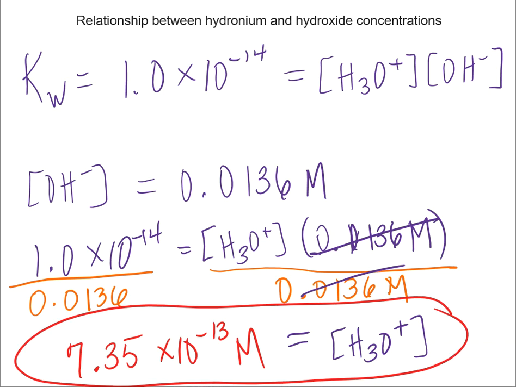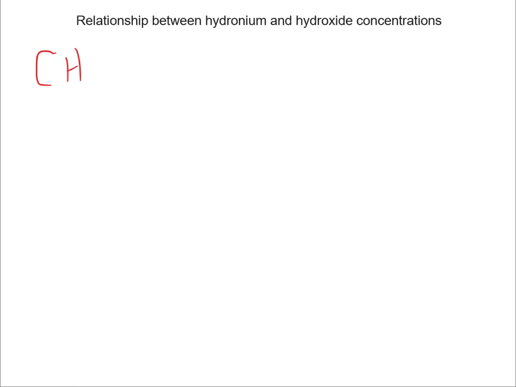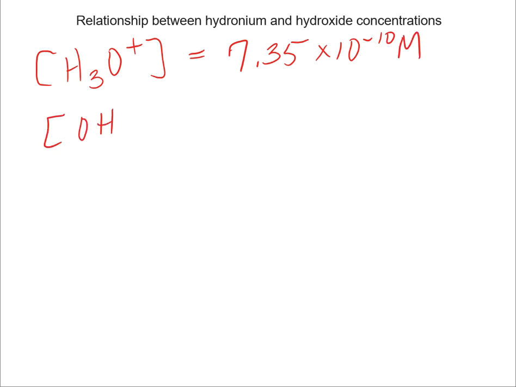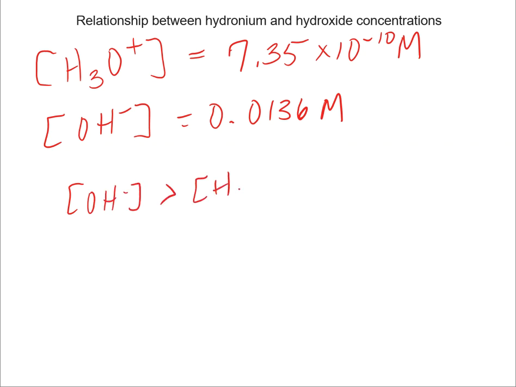So I can compare those two concentrations. In this case, my concentration of acid is 7.35 times 10 to the negative 13 molar. My concentration of the base, the hydroxide, was 0.0136 molar. Because the concentration of my base is greater than the concentration of the hydronium, that lets me know that I have a basic solution.